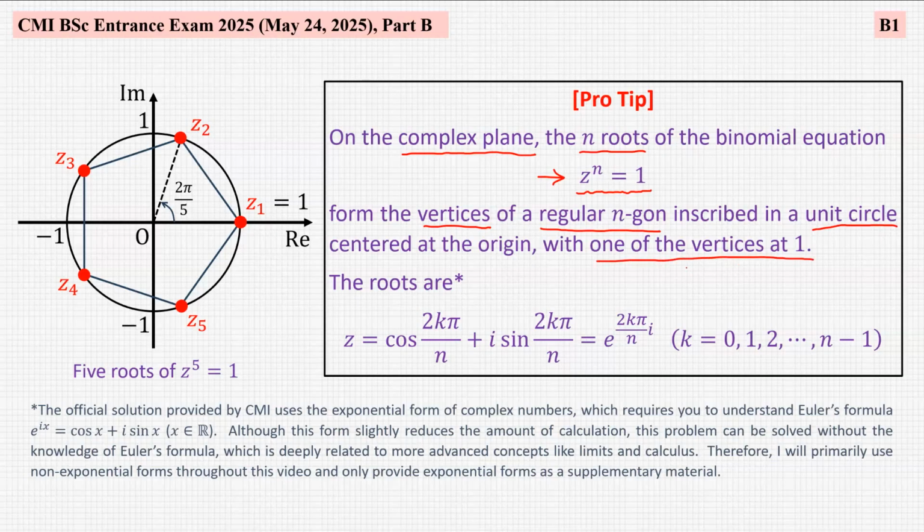And the n roots are given as z equals cosine 2k pi over n plus i sine 2k pi over n, or e to the power of 2k pi over n times i as an exponential expression, where k can have values 0, 1, 2, so on up to n minus 1, or you can use from 1 to n, they are the same.